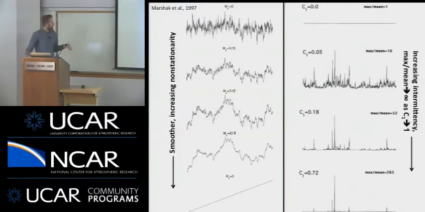For C1, on the other hand, as we go from top to bottom, again, we're going to be increasing intermittency. And then you'll also notice this little max over mean. As C1 approaches 1, the max over mean will approach infinity. So that's what we mean in terms of how this is a singularity.